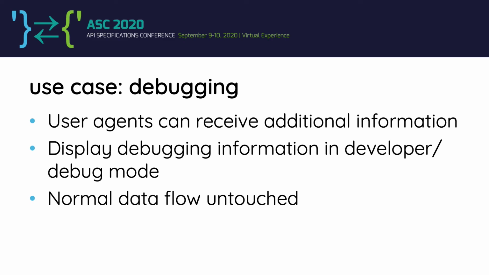Another use case could be debugging, because debugging things is every developer's nightmare. Using warning information, one could, for example, return additional data for debugging. A user agent that's set to debug mode could then display this data. All of this while maintaining the normal flow of data to the app. This way, the normal user experience wouldn't be touched by any of what we're actually doing at the backend.